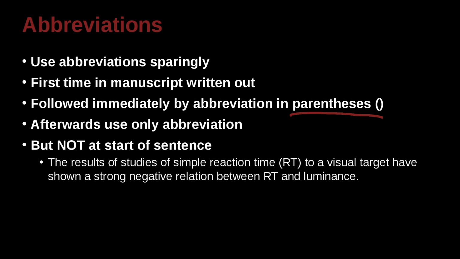Here's an example. The results of studies of simple reaction time, so here we have RT. What does RT mean? Reaction time, to a visual target have shown a strong negative relation between RT and luminance. So here we have the first time in my paper I've used reaction time, and what do I do? I write the whole thing out. Then inside the parentheses, I give you the abbreviation. Then, every time later, I use the abbreviation.